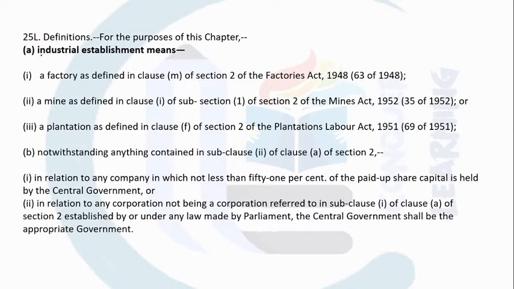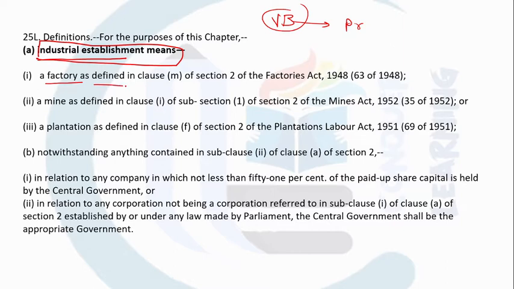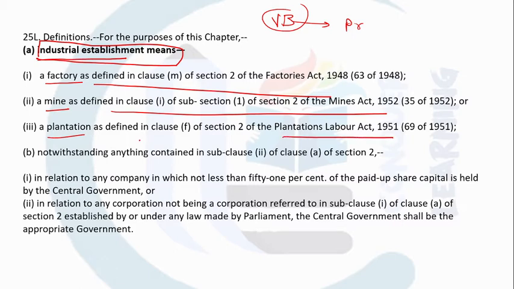Now, what is the industrial establishment here? For this particular chapter, chapter number 5B, when we apply the provisions of chapter 5B, we will be applying them to certain establishments. What all establishments are covered here? A factory as defined under the Factories Act, a mine as defined in the Mines Act, and a plantation as defined in the Plantations Labour Act, notwithstanding anything contained in sub-clause 2 of clause A of section 2.